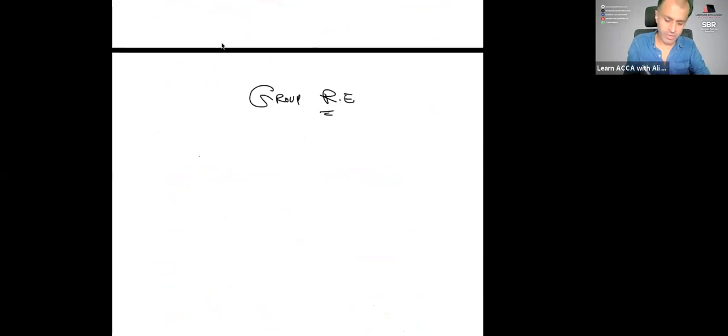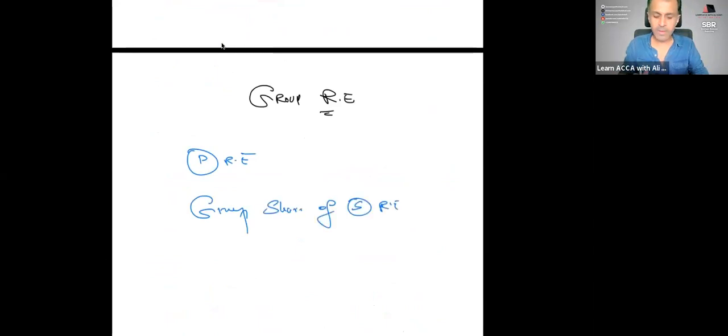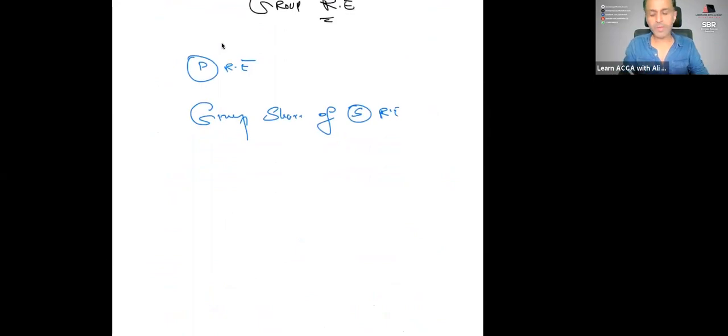Then come the two working notes, which we already worked in the previous question, and this will be quite much a revision. It starts off with the balance of the parent's retained earnings, tops this up with the group share of subsidiaries. Then comes the figure of NCI.